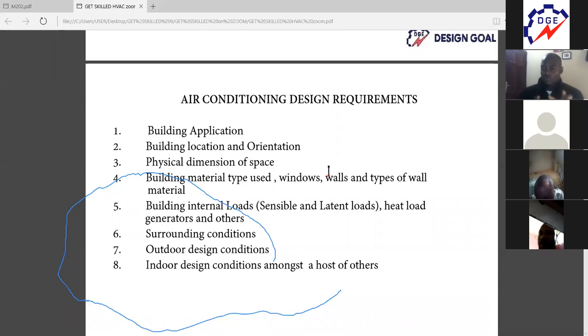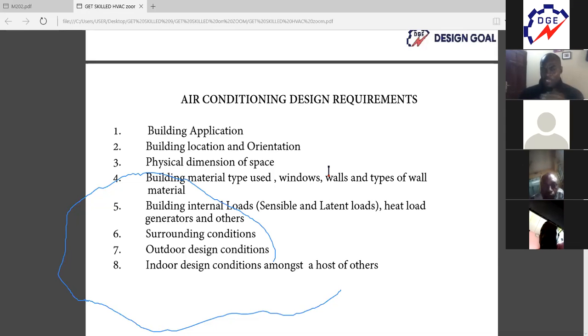What we do in terms of building application is this: building application for design would make you understand the nature of cooling you require and the nature of system you need to apply for that building, whether it's residential, commercial, industrial, or congregational, as the case may be. All these natures of applications require different design thoughts and different design specifications as it applies to air conditioning design.